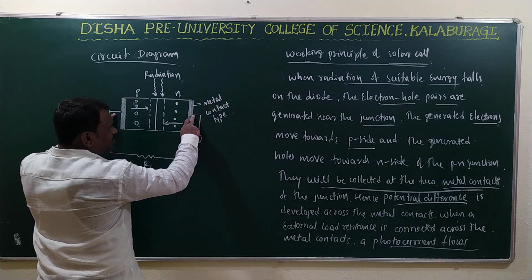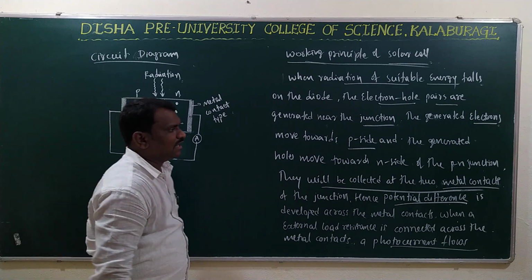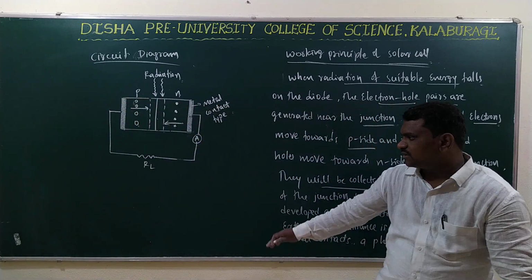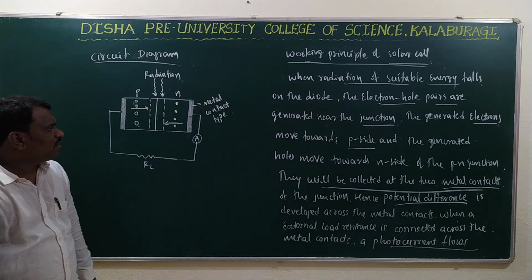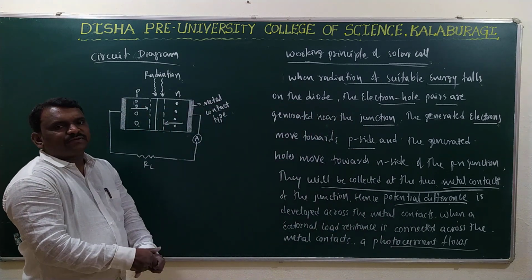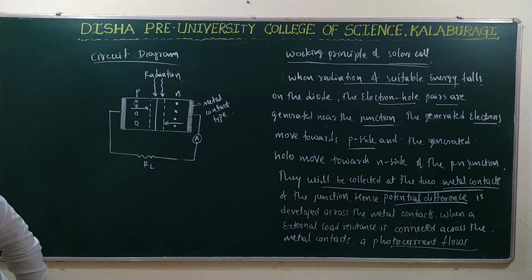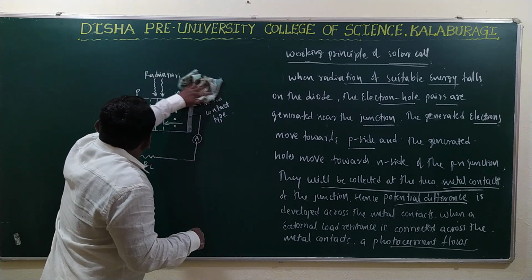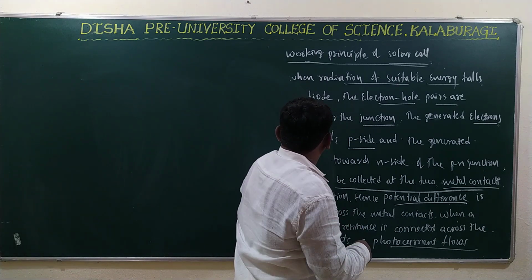The complete current is loaded in the RL, right? In the resistance. RL means loading the current. This is the working principle of the solar cell, right? Okay. Next one now. Working principle of solar cell.